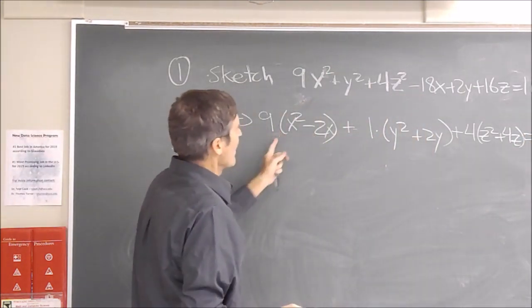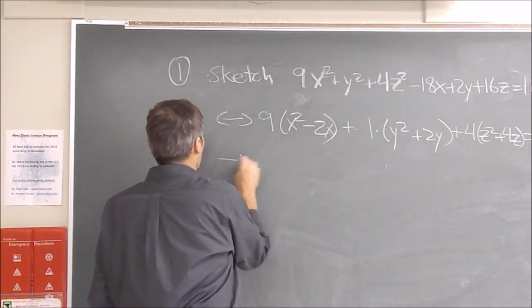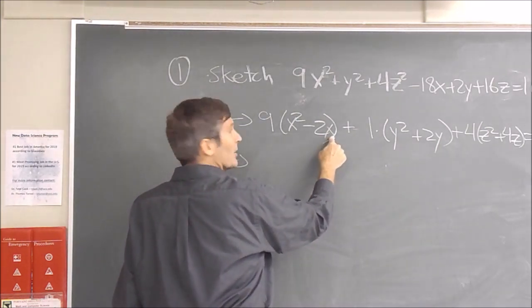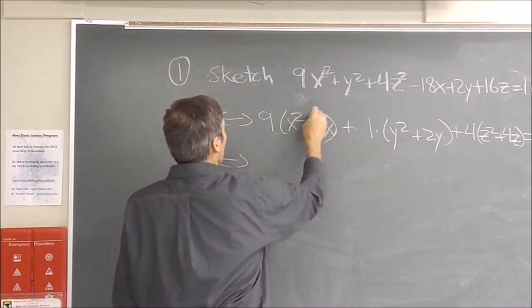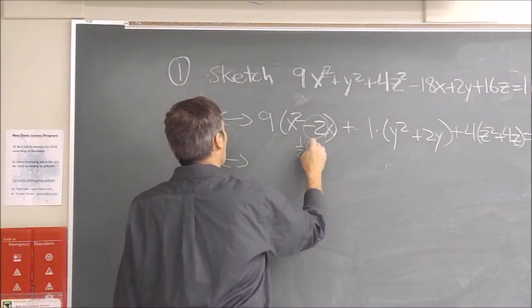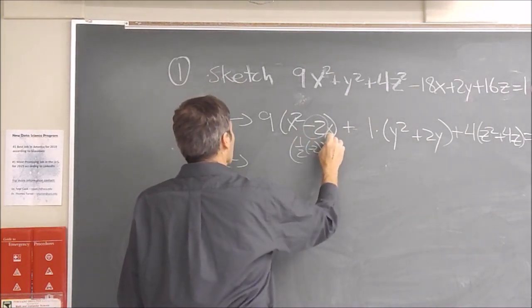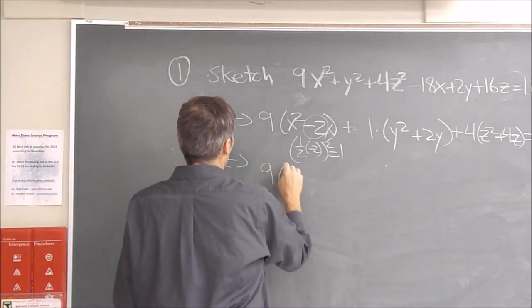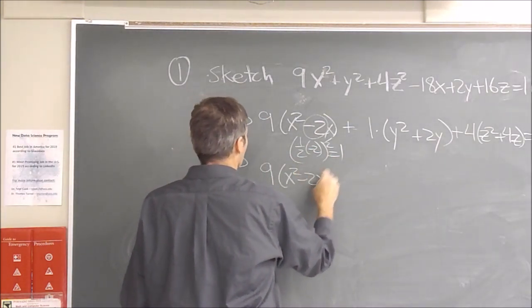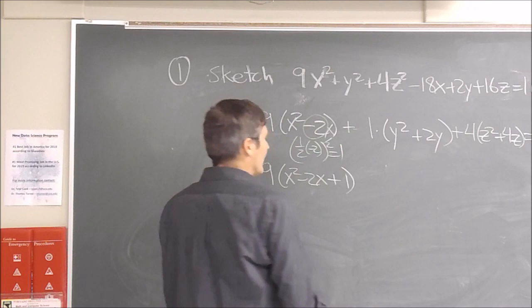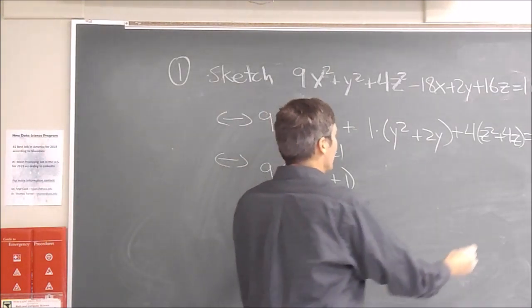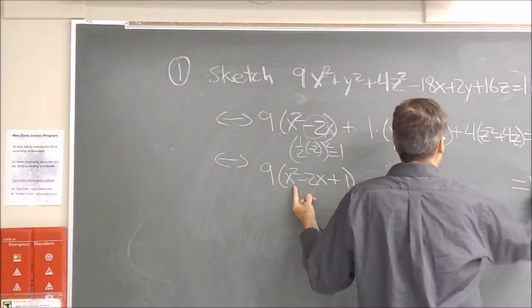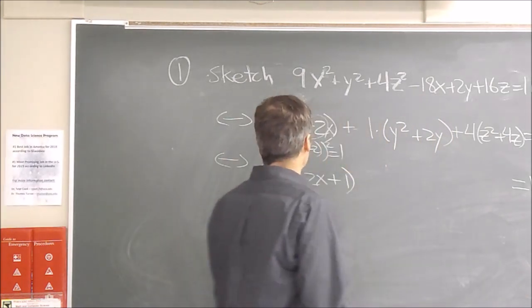And now you complete the square in each of these. What do I have to add in here to make this a square? I take 1/2 of this number, which is -1, and square it. I get 1, so I need 1 in here to make this a perfect square. This is 9 times x squared minus 2x plus 1. Well, I can't just add 1 over here. I have to balance the equation by adding 1 on the right-hand side.